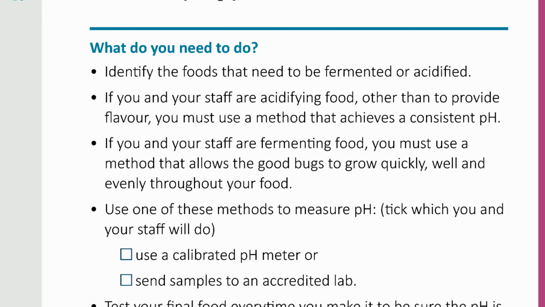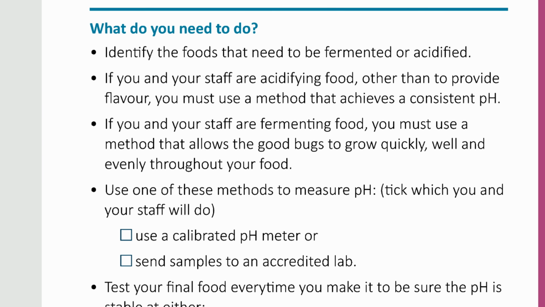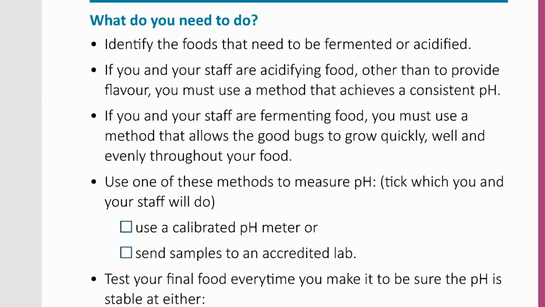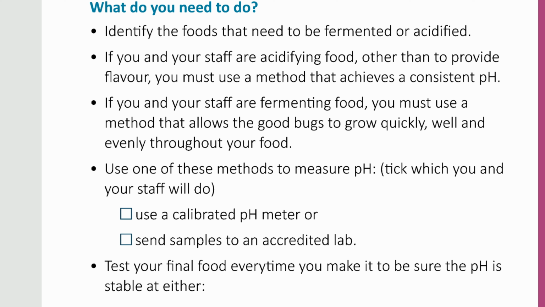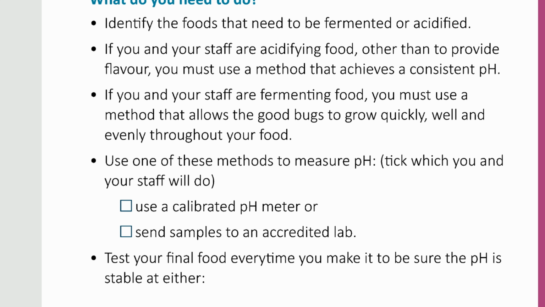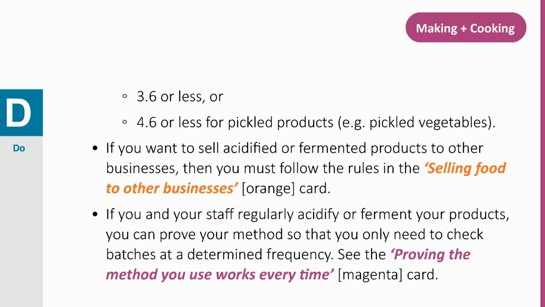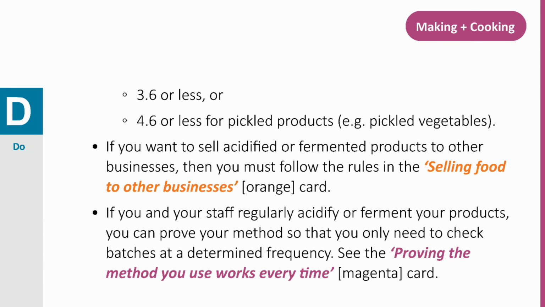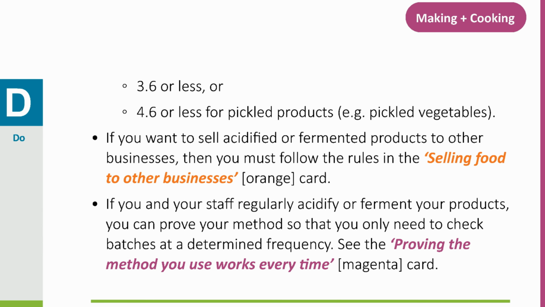Use one of these methods to measure pH. Use a calibrated pH meter, or send samples to an accredited lab. Remember to complete your plan by ticking which you and your staff will do. Test your final food every time you make it, to be sure the pH is stable at either 3.6 or less, or 4.6 or less for pickled products such as pickled vegetables.